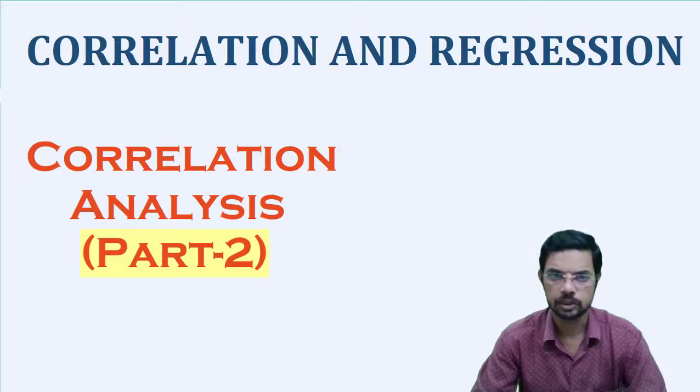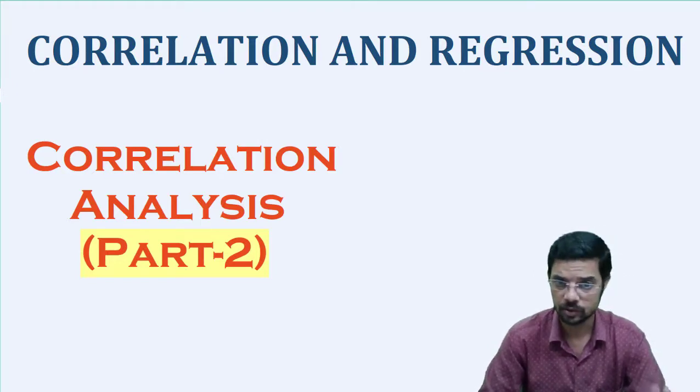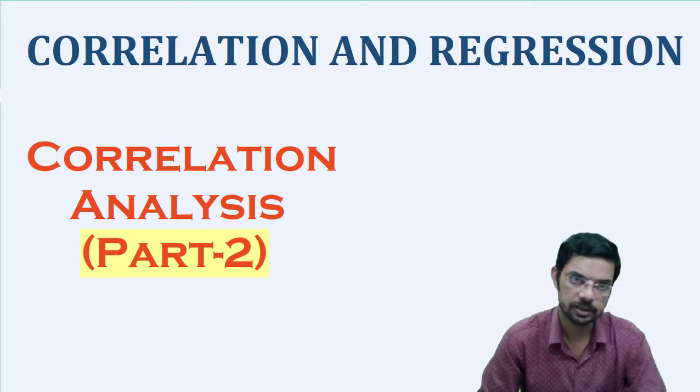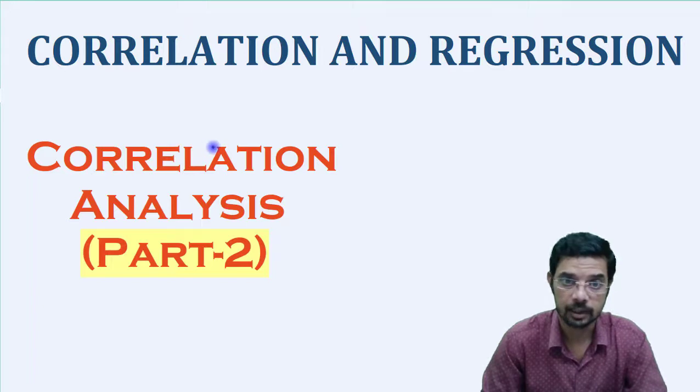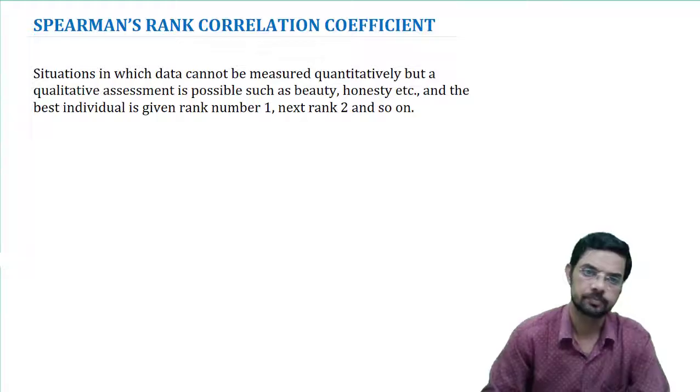Now we shall discuss Spearman's rank correlation coefficient. It is used in the case of qualitative data. Karl Pearson's product moment correlation was used in the case of quantitative data, but Spearman's rank correlation coefficient will be used and applied where we are dealing with qualitative data. So let us start the topic.